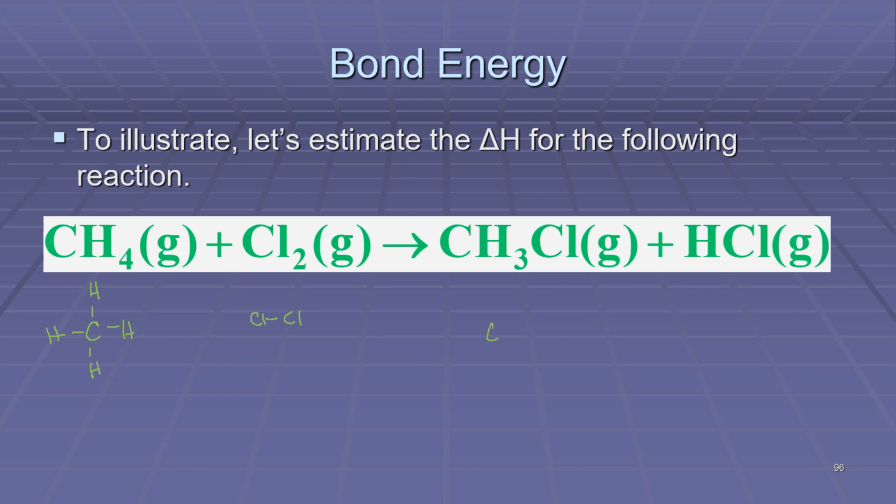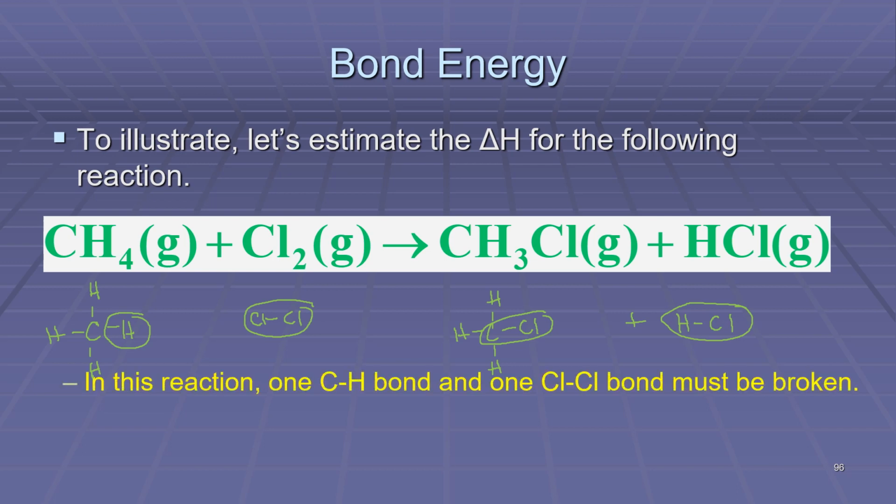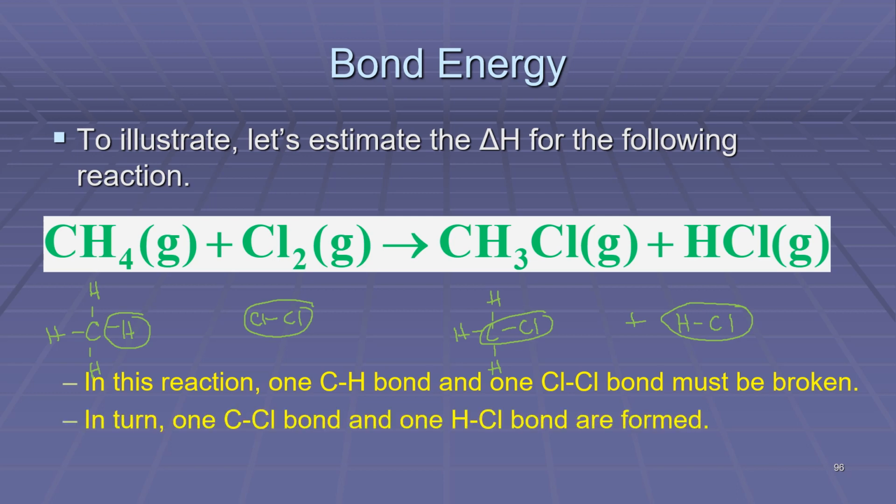Here's the CH3Cl, so H, H, H, Cl, and then an HCl bond. So if we look by inspection, we see that to get from the reactants to the products, we're going to have to break one CH bond. We're going to have to break a Cl-Cl bond. Then we're going to form a CCl bond, and we're going to form an HCl bond. So one CH bond is broken, one Cl-Cl bond is broken, and then a CCl bond and an HCl bond are formed.